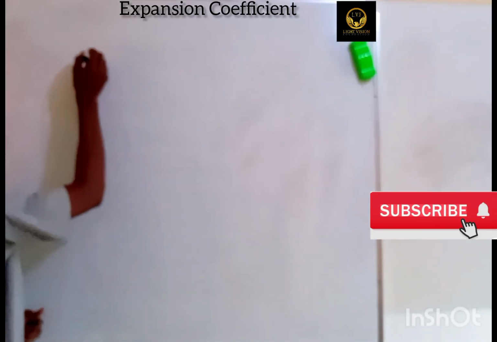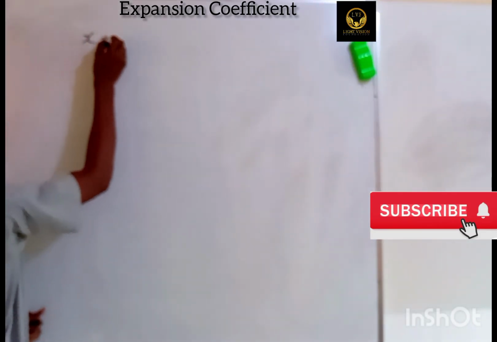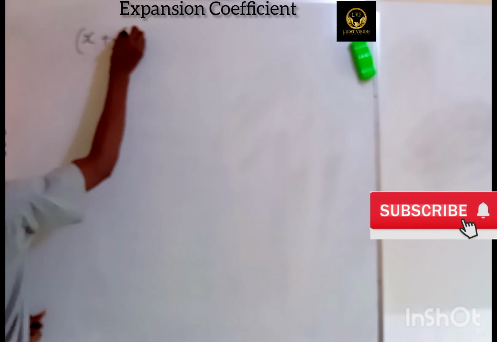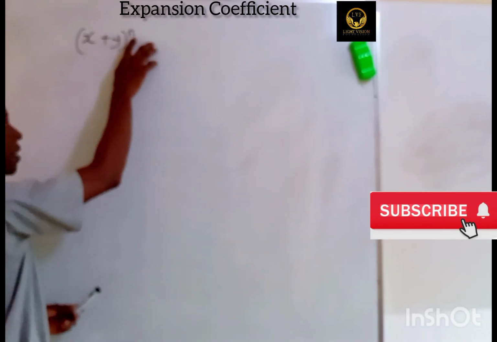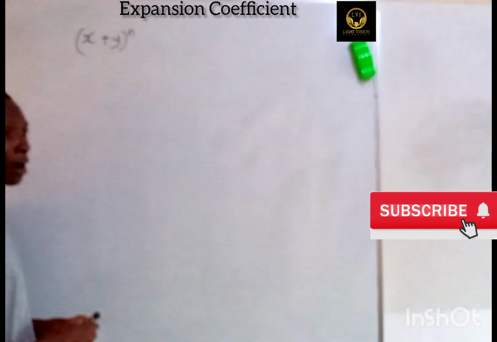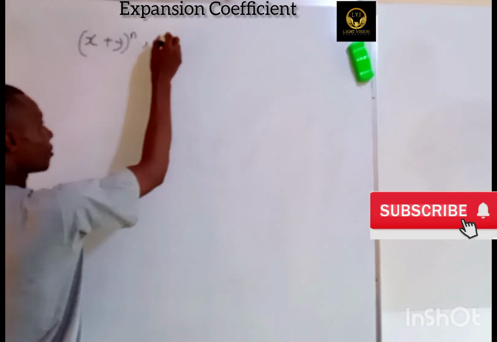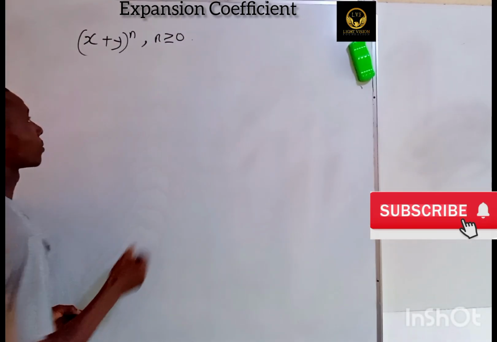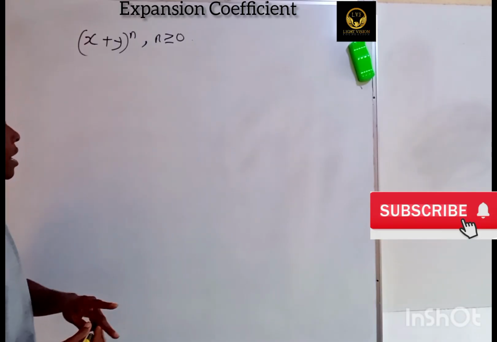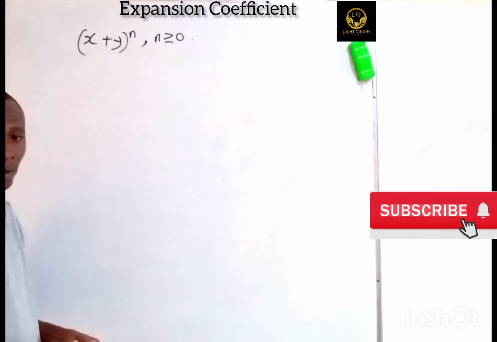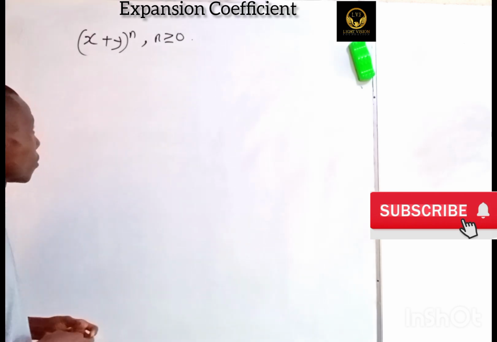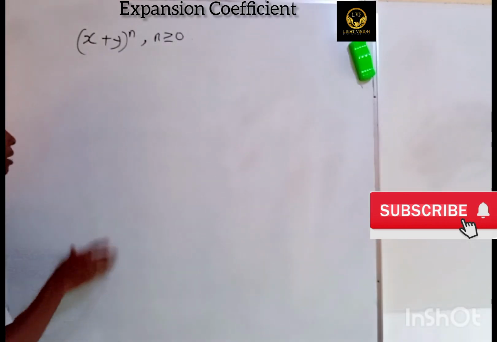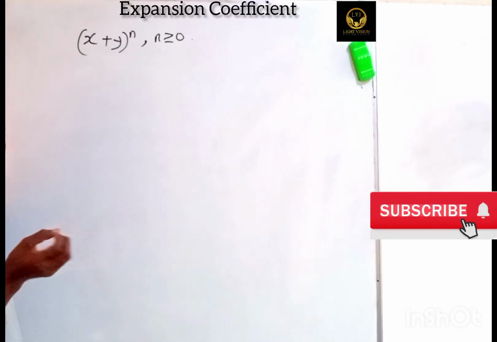That is saying when we have x plus y raised to the power of n, where n here is a real number, n greater than or equal to 0. So n here is not a negative number but from 0 to infinity. So what happens here, because we are only interested in extracting the coefficients of the variables.